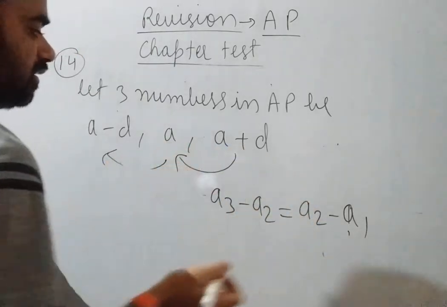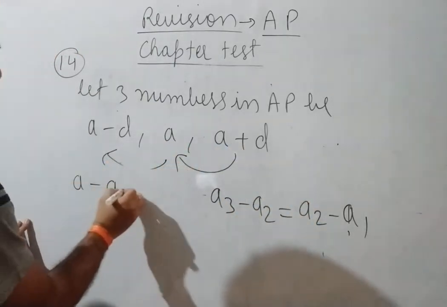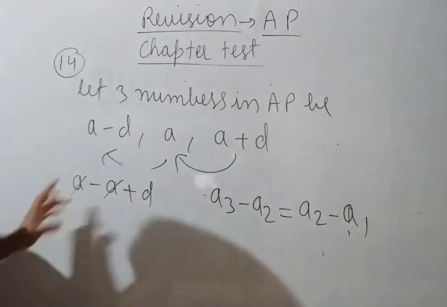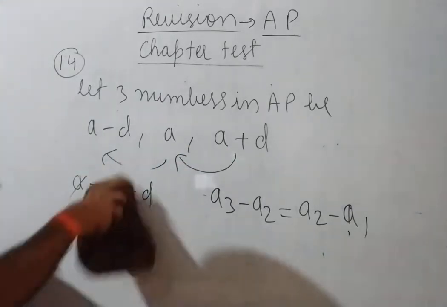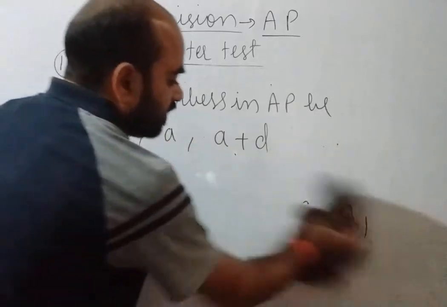A plus D, minus A, D. And A minus A plus D, what will come? D. It means these three numbers are in AP. So we can take these three numbers in AP.